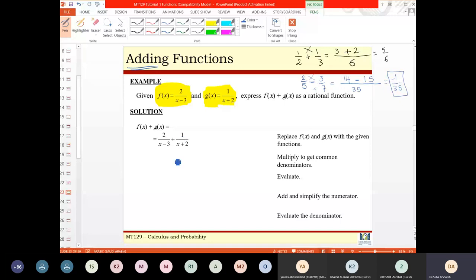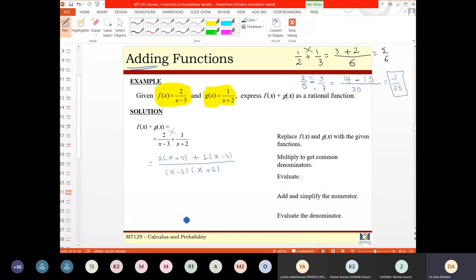Now have a look here. I want to have a common bottom. So what should I do? I multiply x minus 3 with x plus 2. Right? Then I will do cross multiplication. I'm going to multiply 2 with x plus 2, and I'm going to multiply 1 with x minus 3, and I have a plus in between them. Correct? Is what I did right? This is a common bottom, but we have to simplify it a little bit.